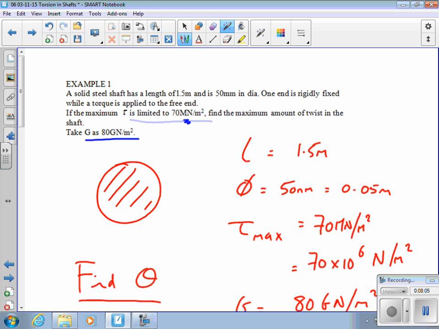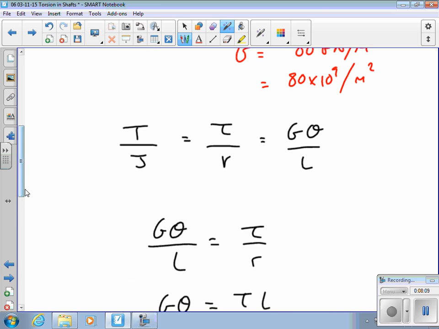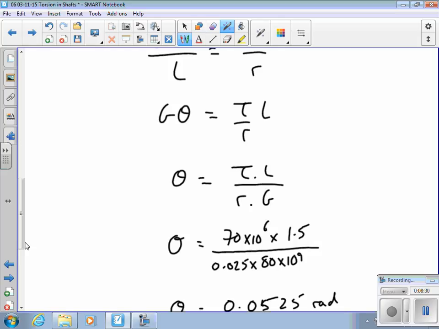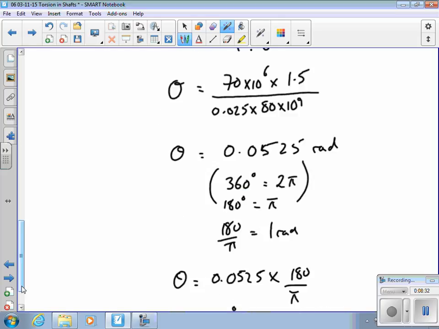Then I think about my torsion equation and look for the ratio that includes what I'm after and the ratio that includes what I know or I can find. So I'm going to ignore one of these and I'm going to choose to use that one because I know nothing about the torque. And then I just rearrange it, put in the values that are in the right units, and out comes the answer. And if I'm interested in the angle of twist in degrees, I need to do a little conversion to get it to degrees at the end.